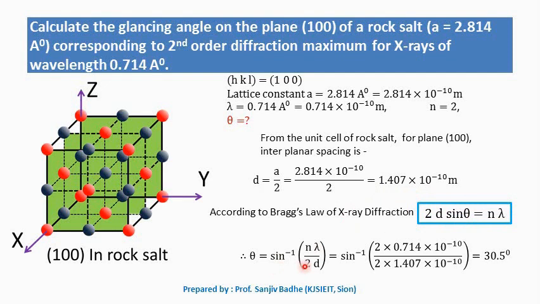So theta is sin inverse of n lambda upon 2d. n is given as 2, second order. Lambda is given 0.714 angstroms. d we have calculated 1.407 into 10 raised to minus 10 meters. So we can calculate the value of theta by using these values, and the value of theta obtained is 30.5 degrees.